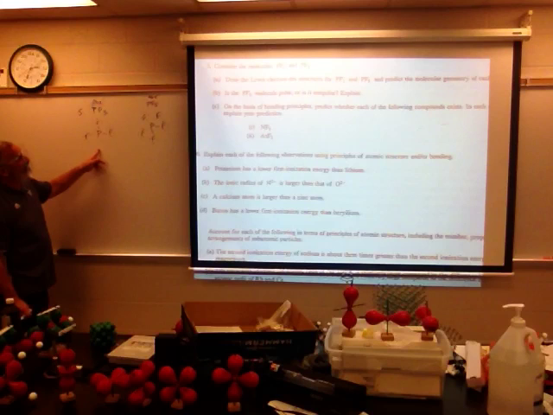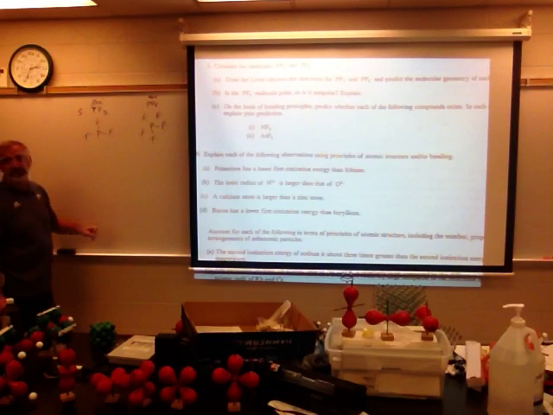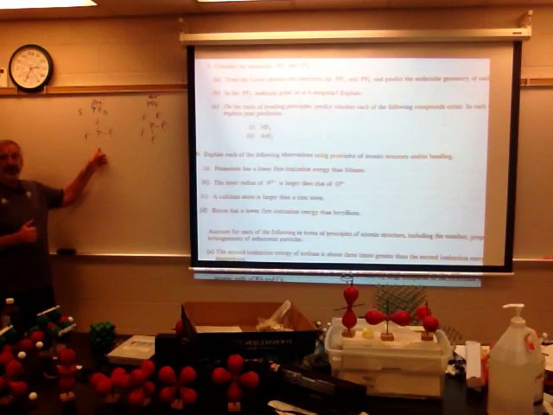Now, is PF3 polar or is it non-polar? How do we know? It has a polar bond because of fluorine, and it's asymmetrical. Well, asymmetrical, what shape? T-shape. Oh wait, no. Trigonal pyramidal. Okay? So it contains a polar bond and it's asymmetrical.